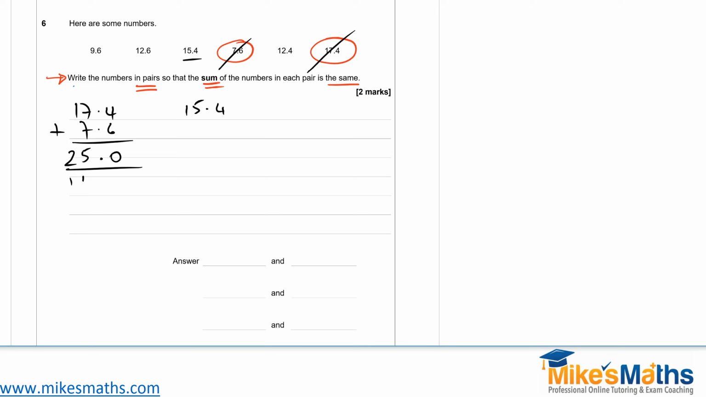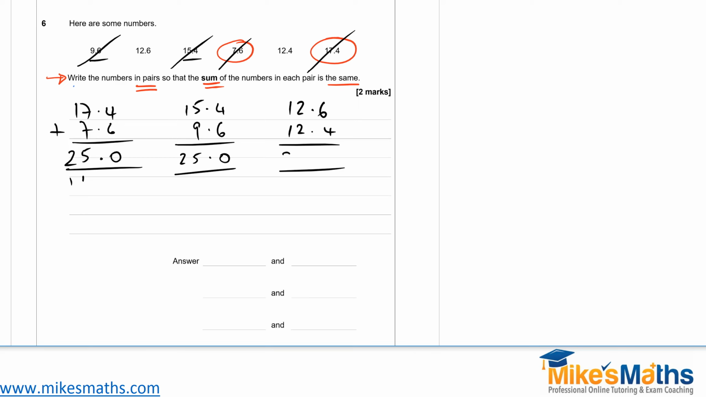What's the next smallest number? That would be 9.6. Let's see what happens when we add those together. And just to fast forward a bit, that also gives you 25. So 15.4 we've used, 9.6 we've used. Now if we're right, the 2 numbers that are left should also add up to 25. And you'll see, if you spend a bit of time on that, that they do.